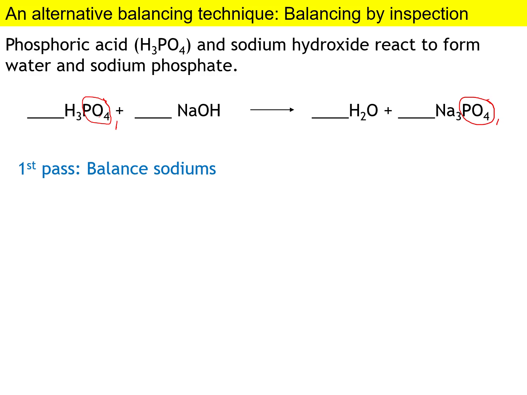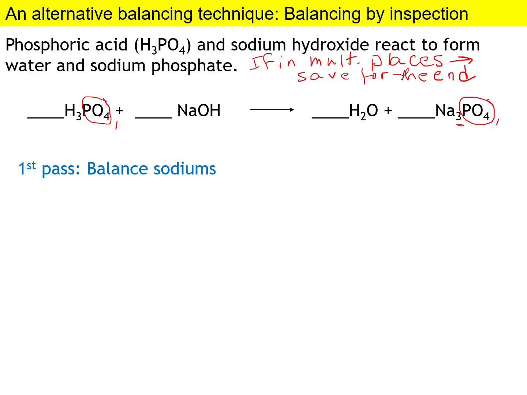So then the next big subscript I see is hydrogen. But the problem is the hydrogen is in 2 different places. Let me write that down. So if in multiple places on the same side of the arrow, save for the end. So we're going to do hydrogen last. So that means the next one that we have is sodium. So that's why it says first pass, balance the sodiums.